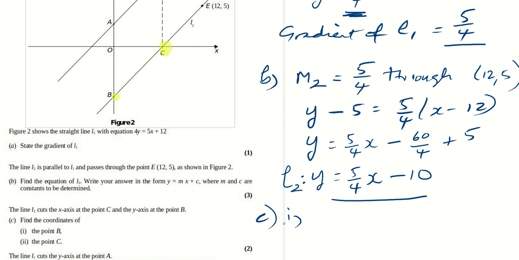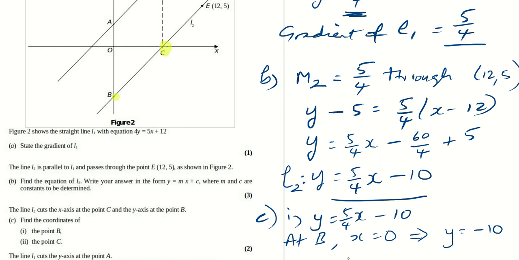1, the point B. Well, we know the equation y equals 5 over 4 x minus 10. Now, at the point B, you know that the x value is 0. So if we put 0 into the equation, you can see that y is going to just equal minus 10, which tells us that the point B is the point (0, minus 10).